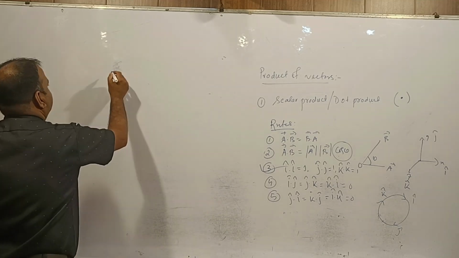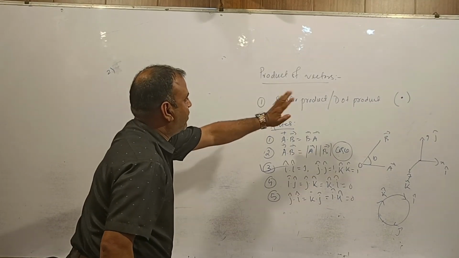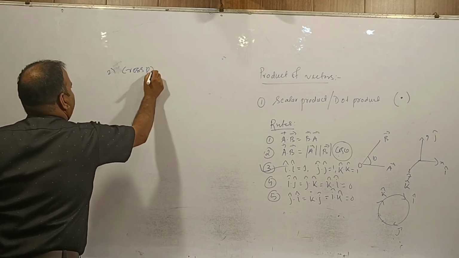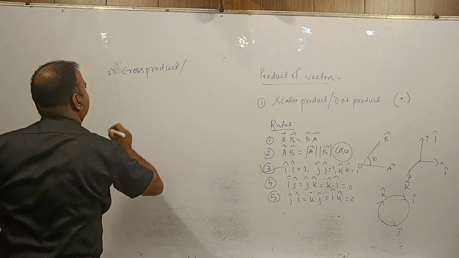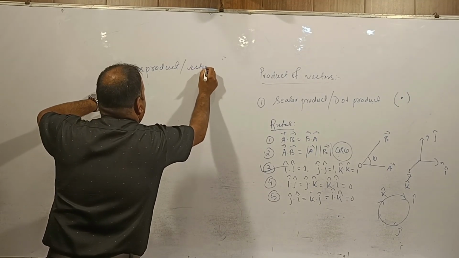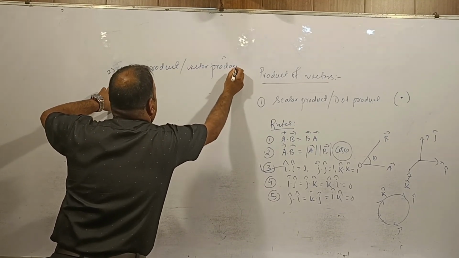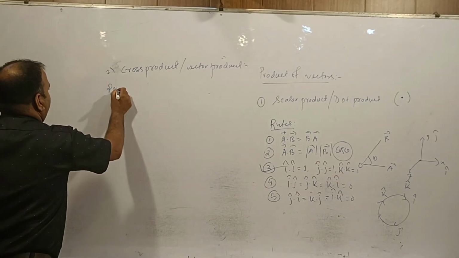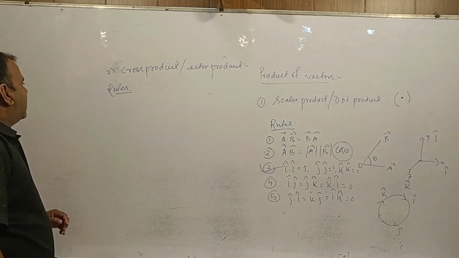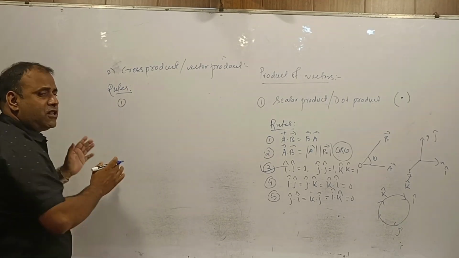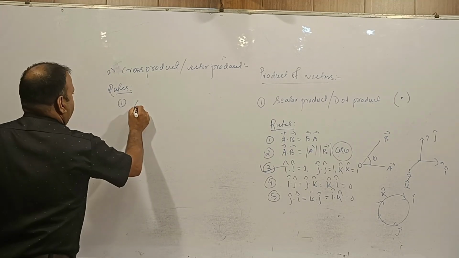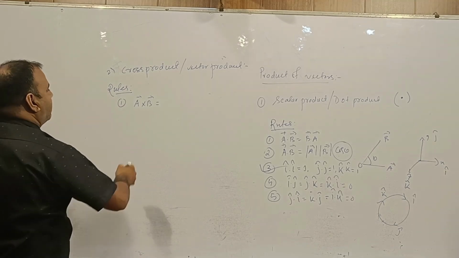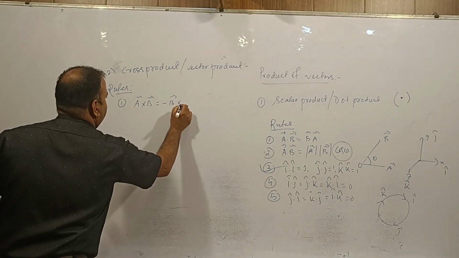So first, number 1 done, scalar product done. That means here cross product or vector product. So first you should know about the rules. Rules are very important. So number 1, in case of cross product, A cross B for any two vectors I consider here, it will be minus B vector into A vector.